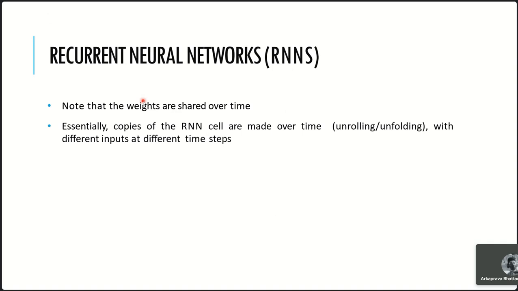Now, as we mentioned, RNNs share weights over time, and they also make copies of the RNN cell. That is called unrolling or unfolding, with different inputs at different time steps. Please remember the for loop. That's quite enough for understanding unrolling or unfolding for this concept. So these two points are quite important: they share the weights across time, and make multiple copies across various time steps.